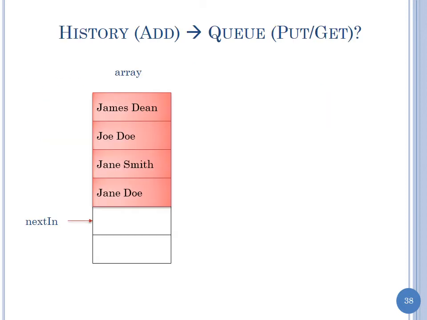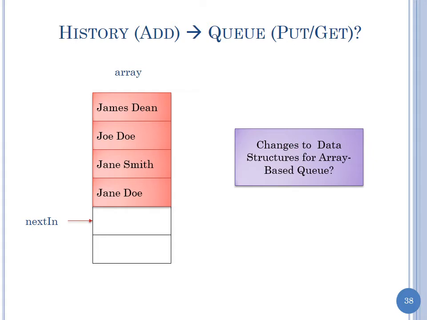So the next question is, we now want not a history but a queue. We don't want an add, we want a put. That's what an add operation will be called. And we also have a remove, which is going to be our get operation. So how do we go from a history with an add operation to a queue with a put and get operation, where the queue semantics are first in, first out?